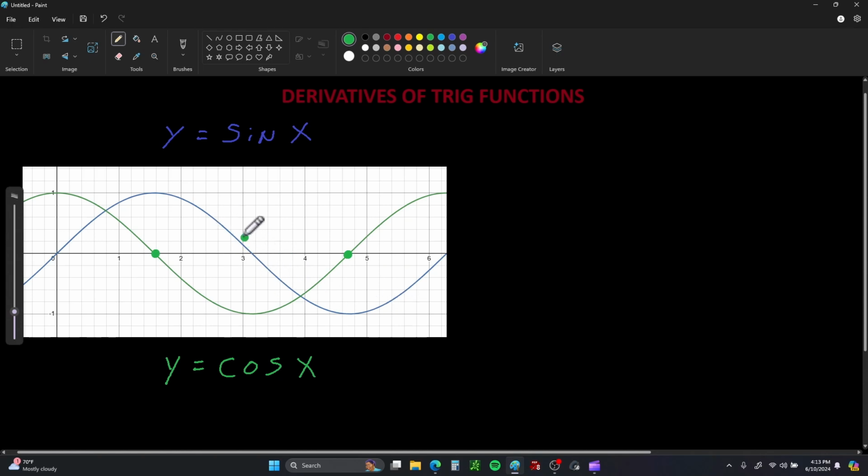This here has a -1 slope, and I'm just graphing the slope values. Here, it's a +1. Here again, it's a +1. And what I'm seeing is all these points are falling on the y equals cosine graph. So for y equals sine x, y prime is going to be cosine x.